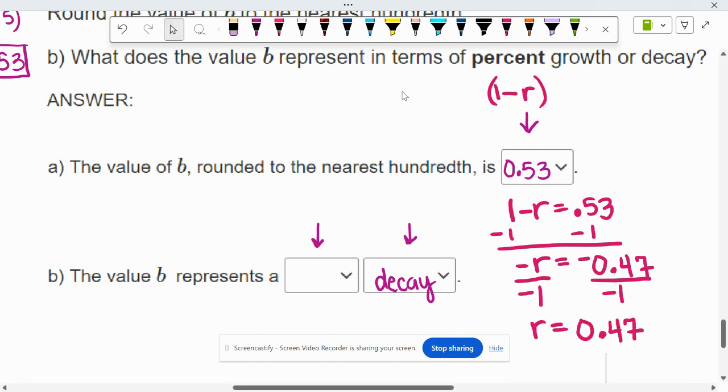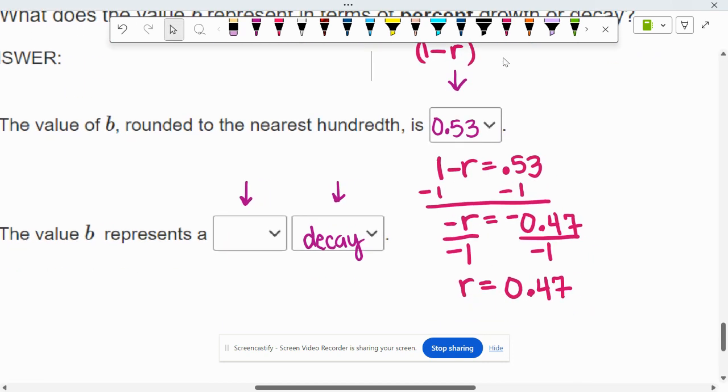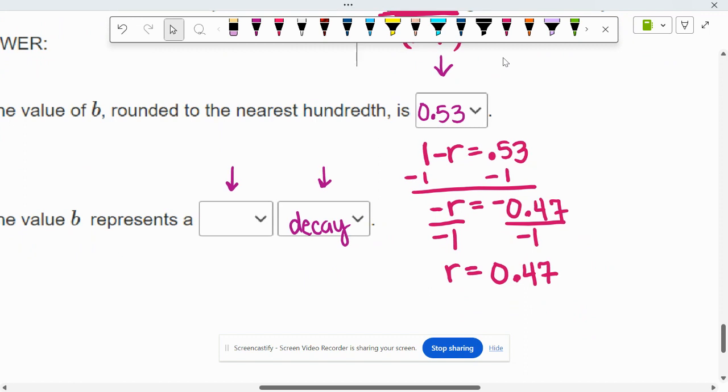But it says we have to represent it as a percent. And I even made sure that this word was nice and bold in the question, a percent of growth or decay. So how did we turn the decimal into a percent in the 2 questions above?